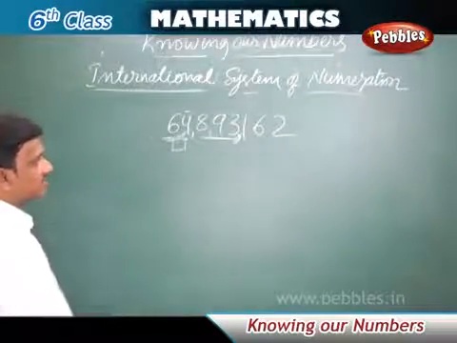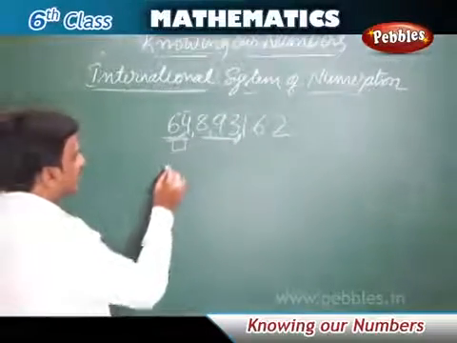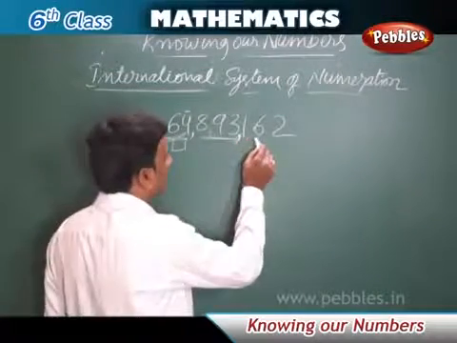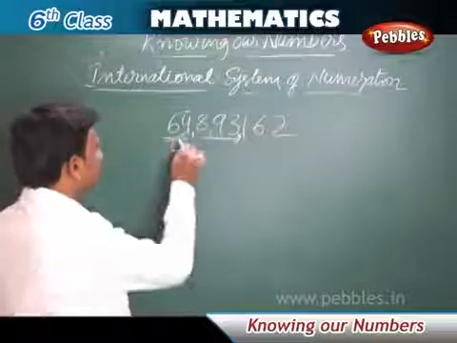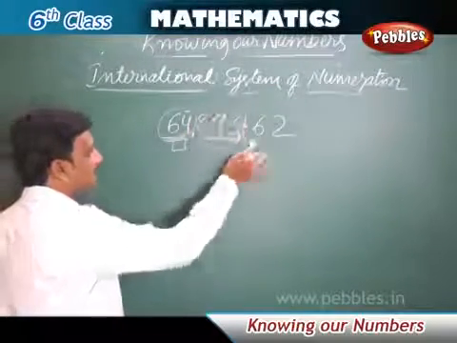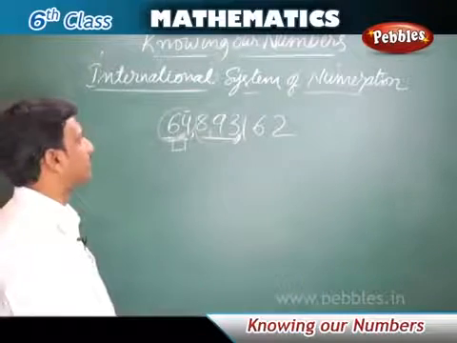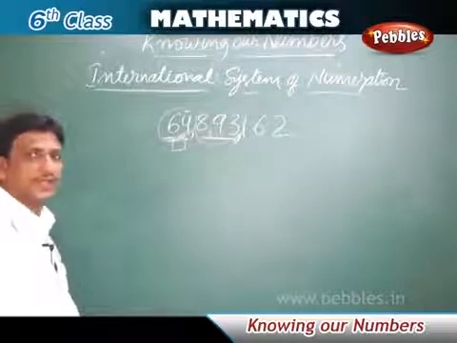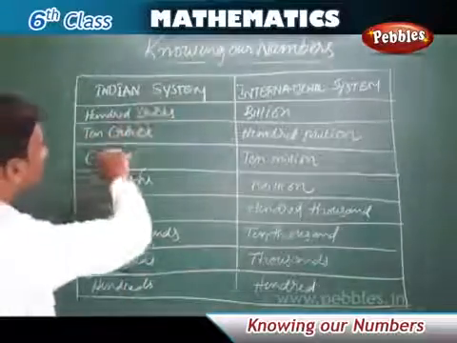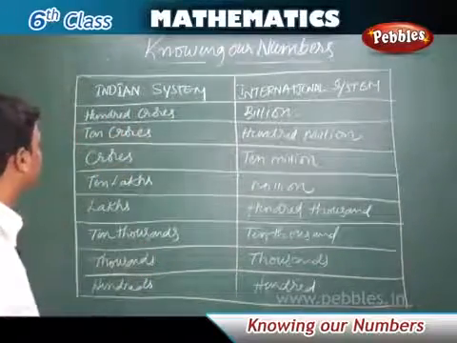Now in the international system, this number is read as 64,893,162. It is called 64,893,162 according to the international system of numeration. Now let us see the difference between the Indian system and the international system.